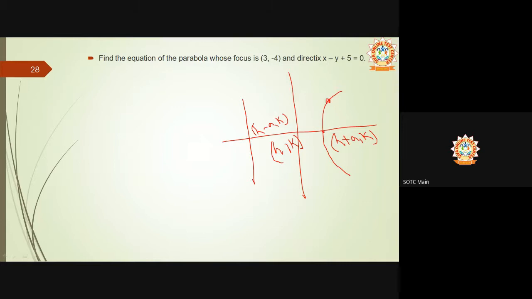Now suppose a fixed point is x, y. What we know is the eccentricity e is equal to SP by PM, or we can say SP is equal to PM, right? So now try to find the distance from this fixed point x, y to this h plus a comma k. What is h plus a comma k here? That is the focus, 3 comma minus 4, right?